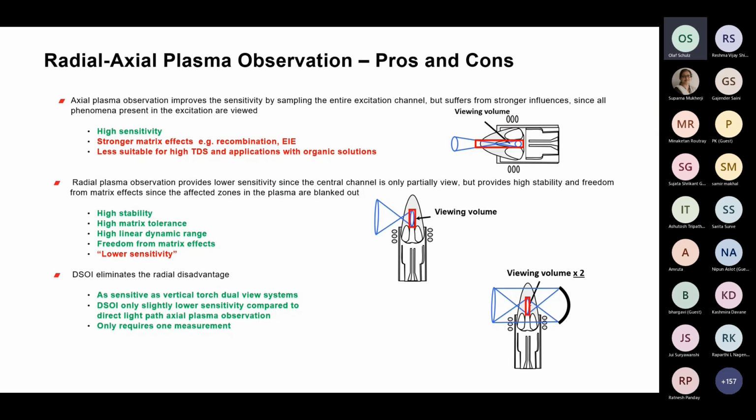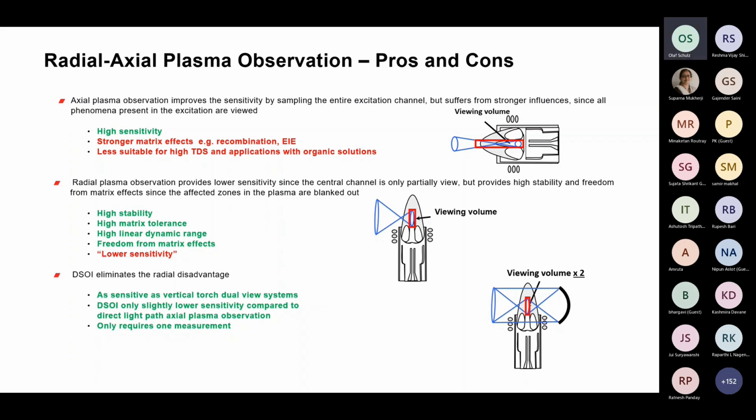However, this technology also suffers from stronger influences, since the entire channel is visible. All phenomena present in the excitation zone, including the plasma tail and bottom, are within the light path. Now, viewing the plasma radially, the central channel is only sampled partially. And while this provides a generally lower sensitivity, the cool top as well as the plasma bottom are blanked out, and thus matrix effects are greatly reduced.